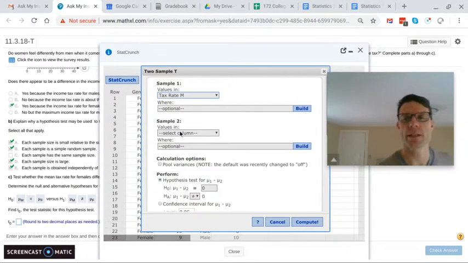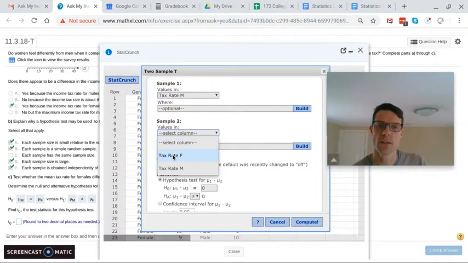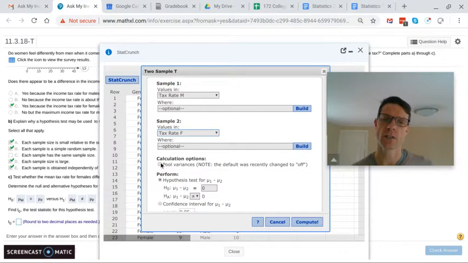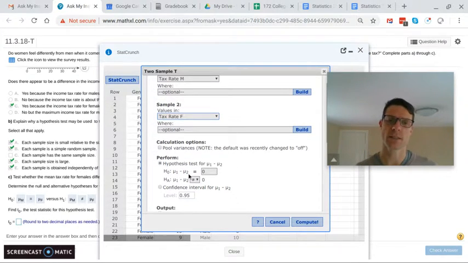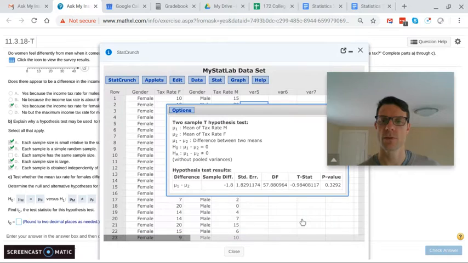So I remember I did this problem once when I was trying it out, and I got the wrong test statistic, but I just got the sign wrong because I did tax rate of females here, and then the tax rate that the males reported here. So that could be tricky in this problem. You make sure that pool variances is off, and our hypothesis testing is already set up the way we want it to. The null is that there's no difference, and the alternate is that there is a difference, that they're not zero. And we just hit compute.